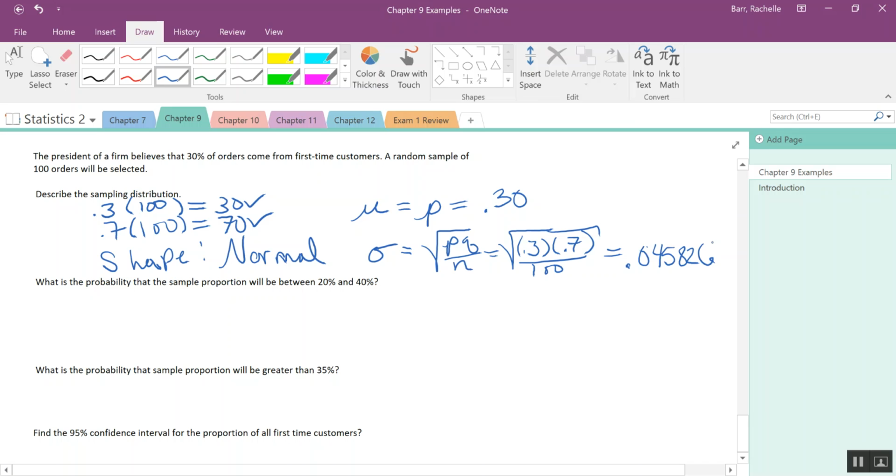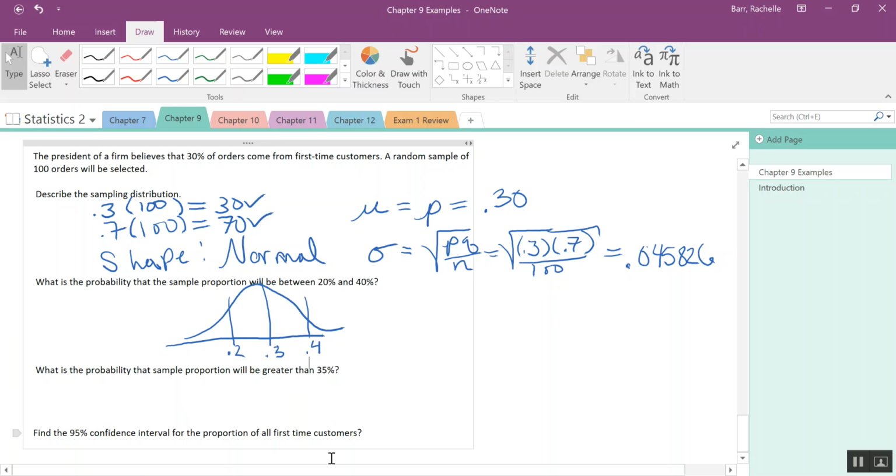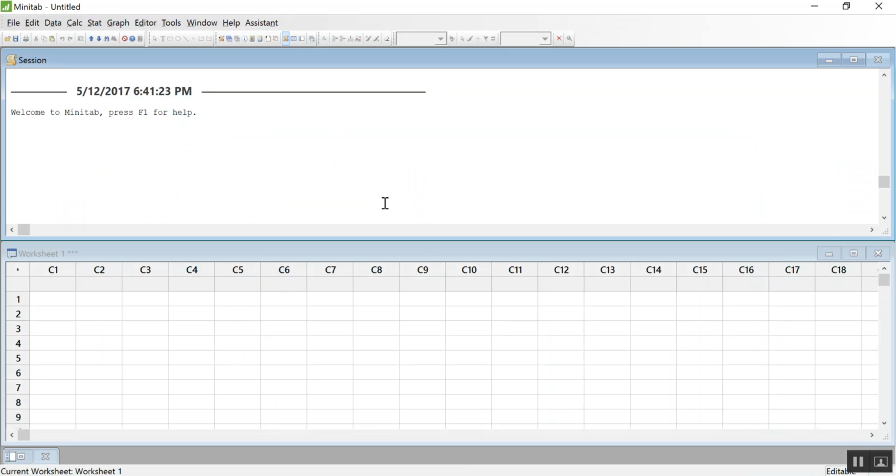So now that I have the center, sorry, my bird is chirping, and the spread, I can go ahead and calculate these probabilities. So I want to know what's the probability between 20 and 40%. Just to picture this, I know it's normal. Here's my center, it's 0.3, and I want to find the probability it's between 0.2 and 0.4. So I'm going to turn to Minitab to calculate this, which is one of the ways you can calculate probabilities. I'm going to open up Minitab.